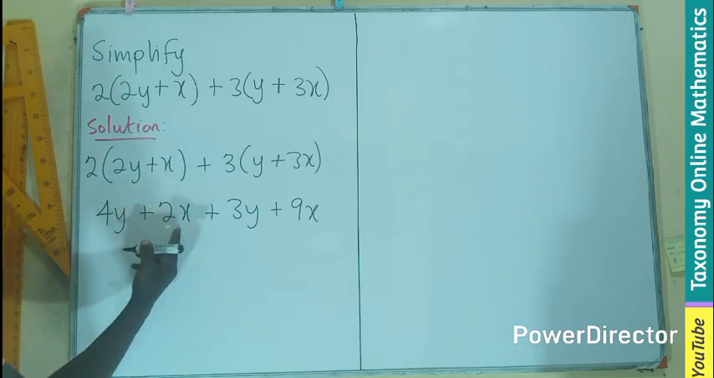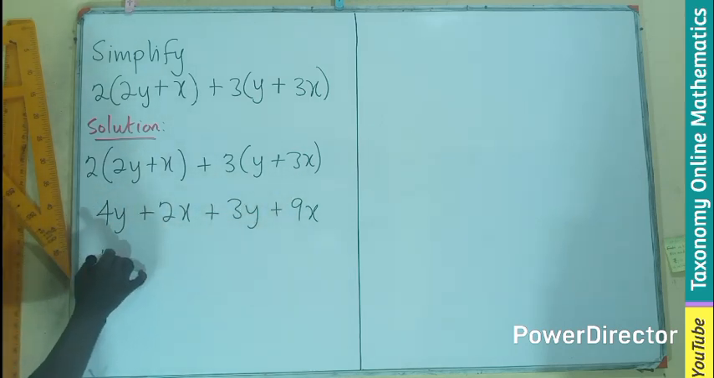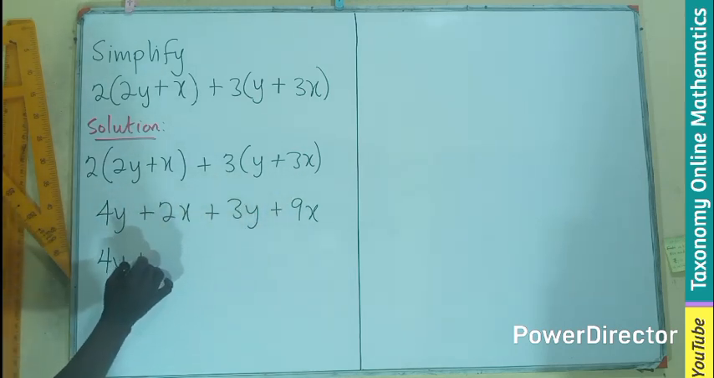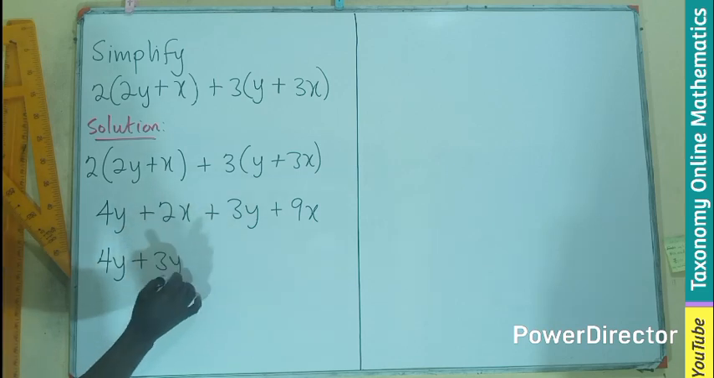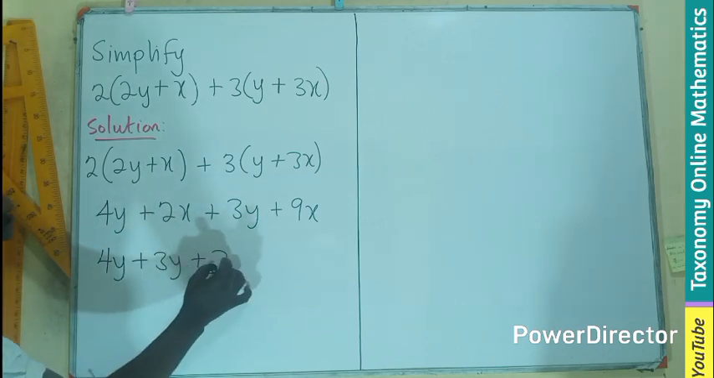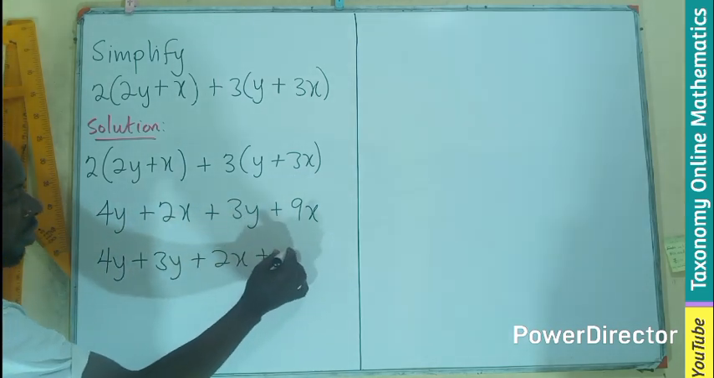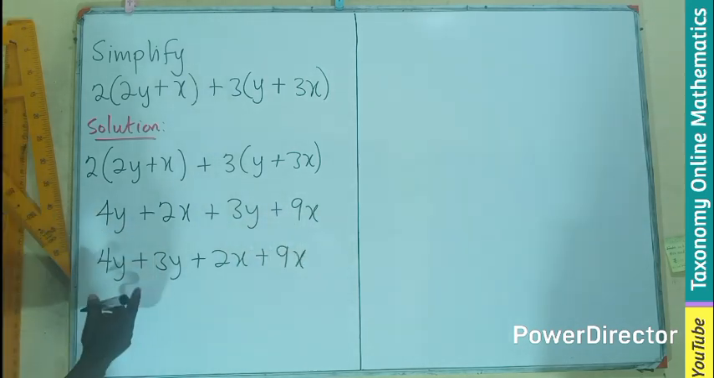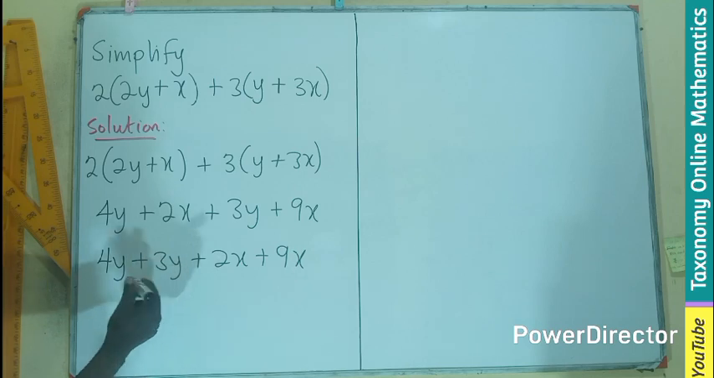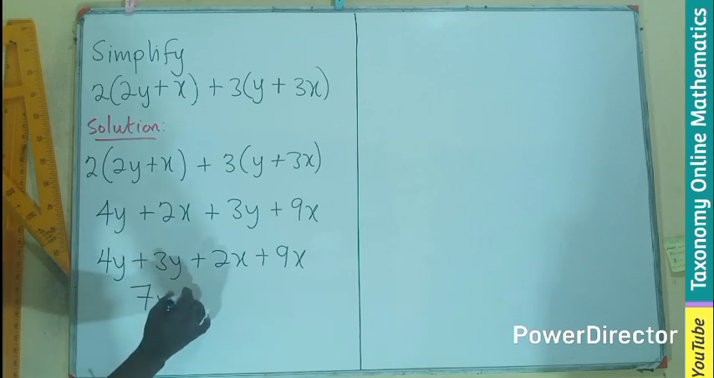The next step is to group like terms together, meaning 4y will have its counterpart 3y, plus 2x will have its counterpart 9x. Remember, this is just like adding 4 apples to 3 apples. That becomes 7 apples.